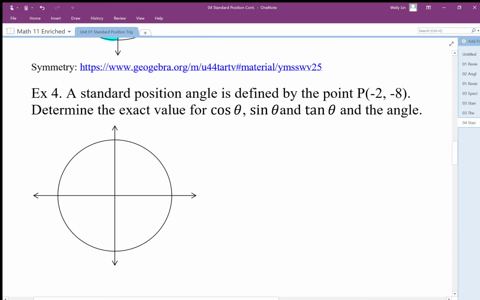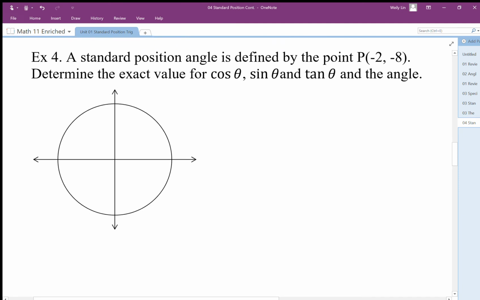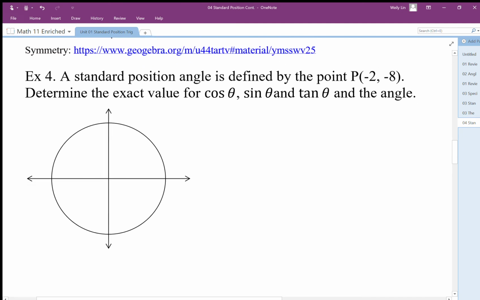So again, for this one here, the standard position angle is given as a position, a location with x and y coordinates. So I know exactly which quadrant it's in. It's -2, -8. So maybe somewhere around there.